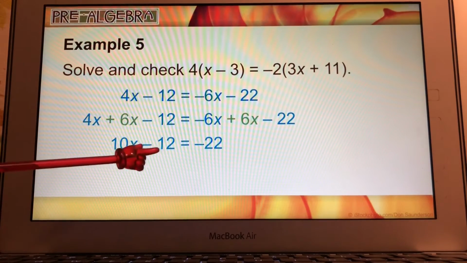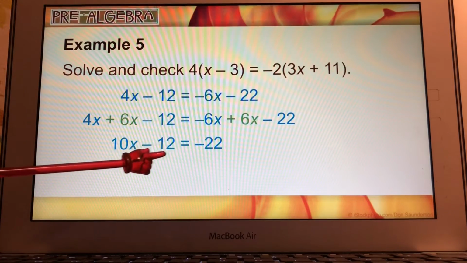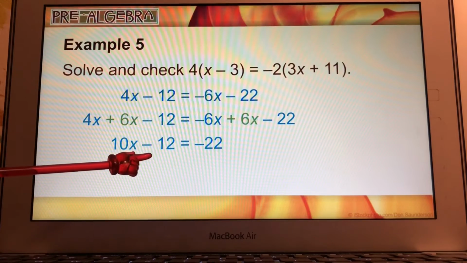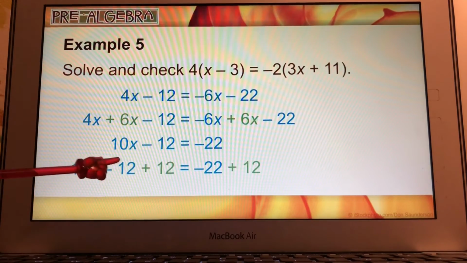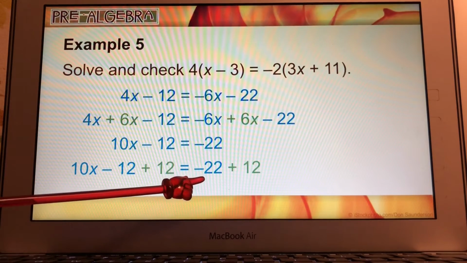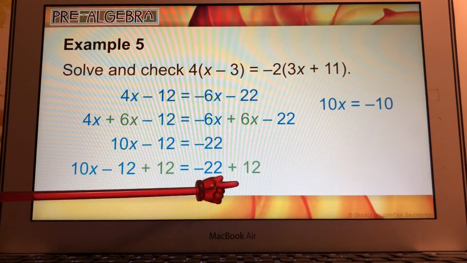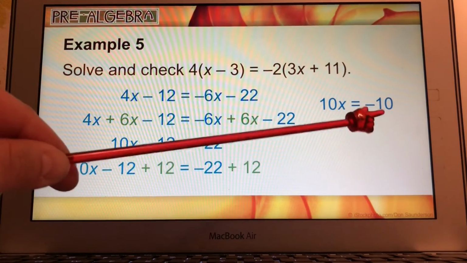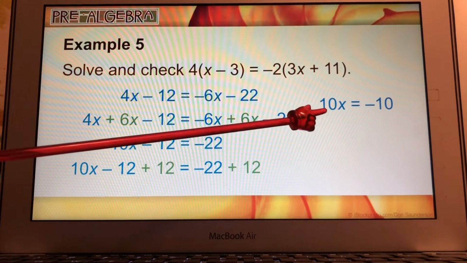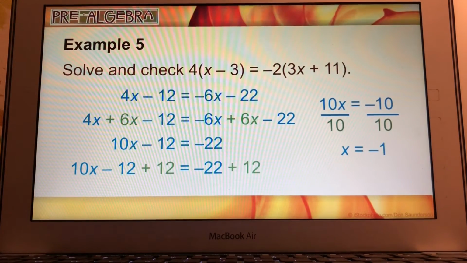And then -12 and -22 stay. But now I have to move the -12 over to this side. I use the inverse operation. I'm going to add 12 because that will cancel this out and become 0. So now I'm going to have to simplify. -22 plus 12 will give me -10. And then I need to solve for x. So I'm going to divide by 10. So -10 divided by 10 is -1.